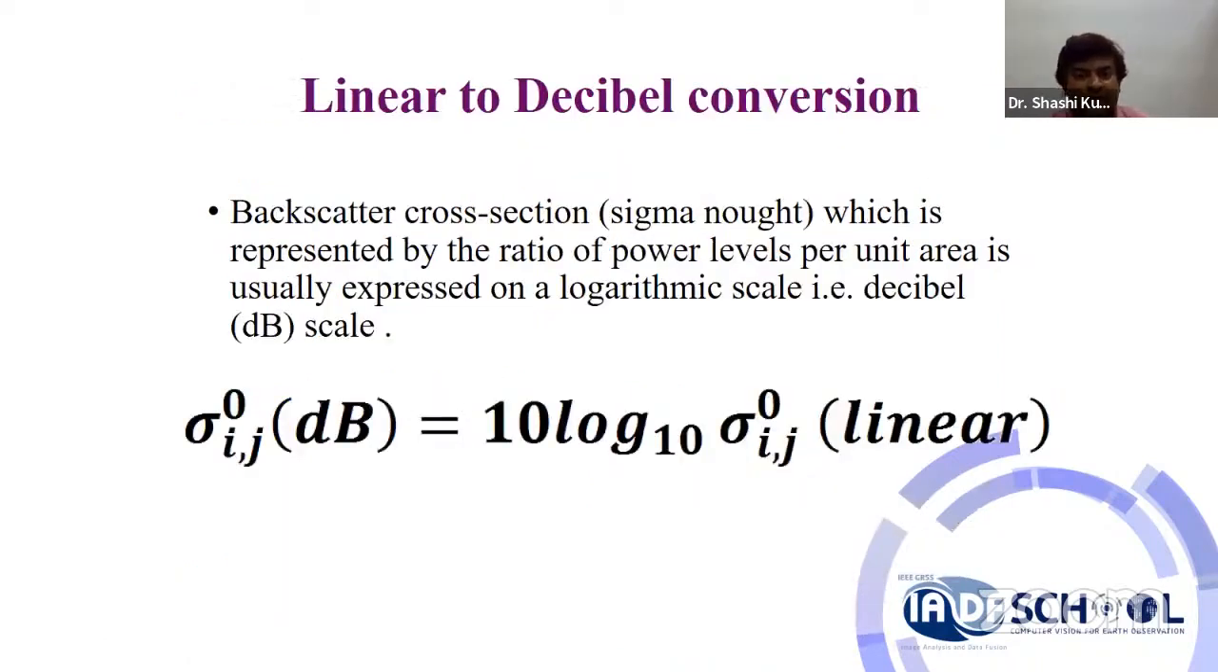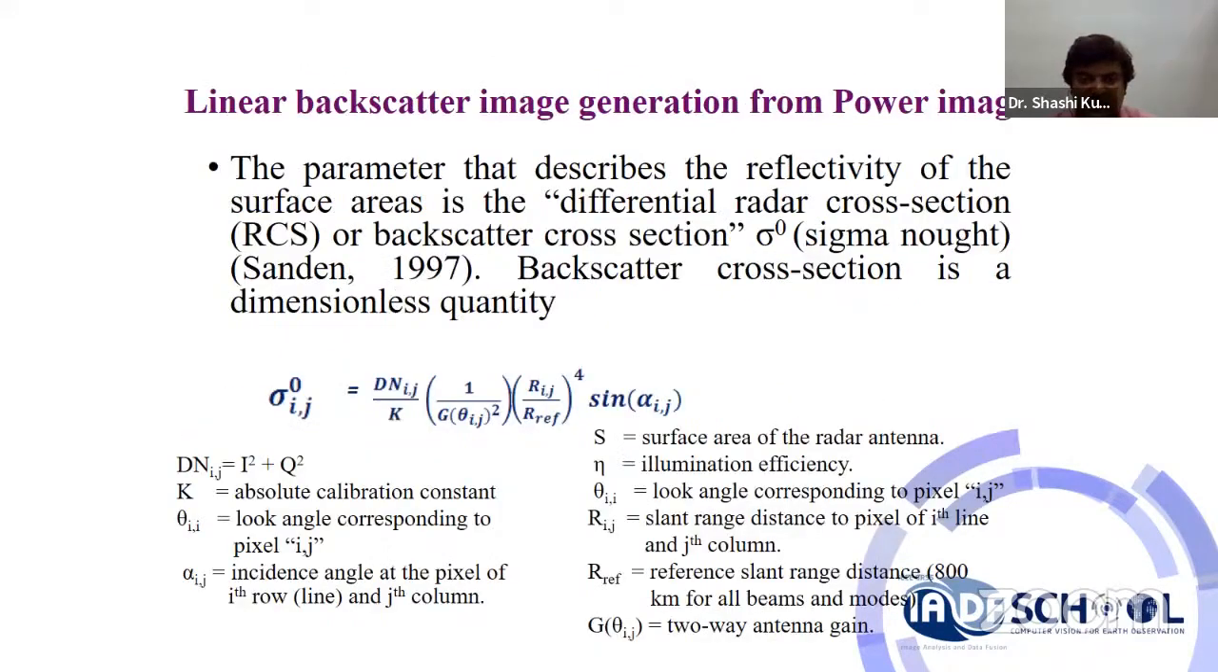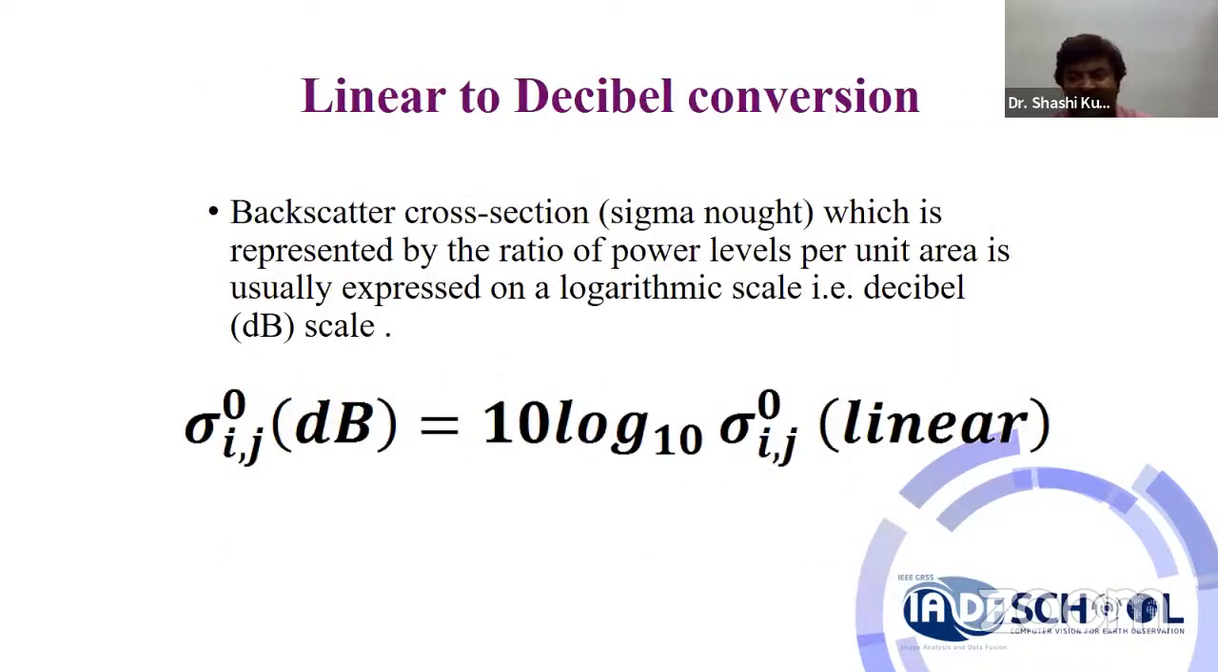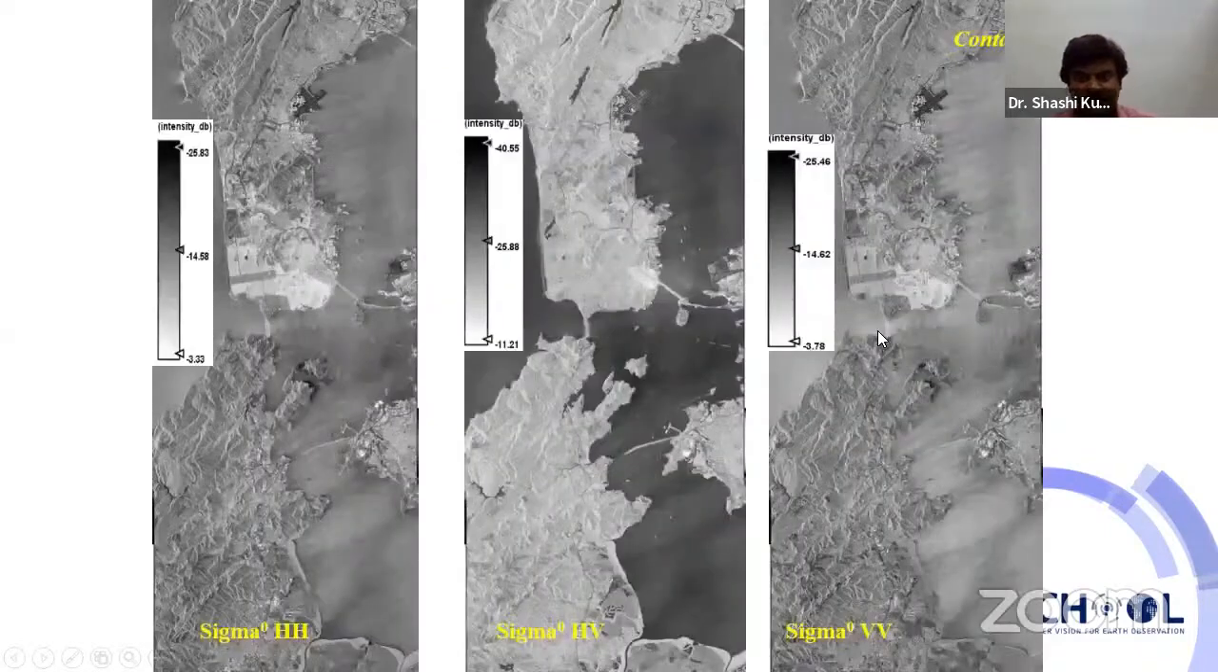Now, when the backscatter coefficient is generated as per the previous formula, the image will be generated at the linear scale. The values will be ranging from 0 to 1. So all the values in the SAR data set will be ranging from 0 to 1, like 0.1, 0.01, like that. But when they are converted to dB, dB is basically 10 log base 10 of the linear, so the scale will be changed, and finally the values will become negative.